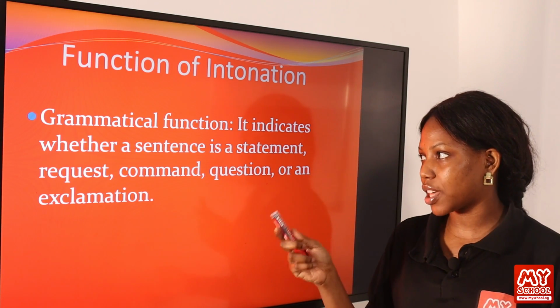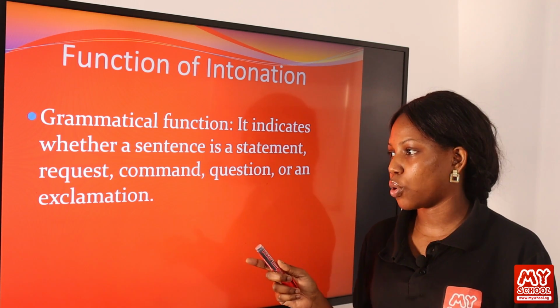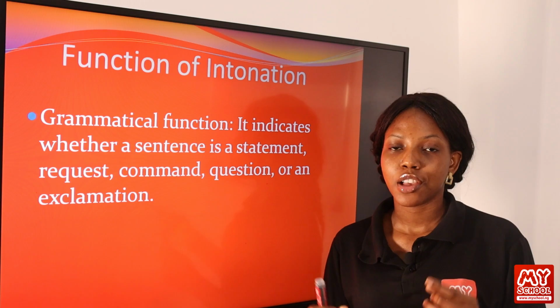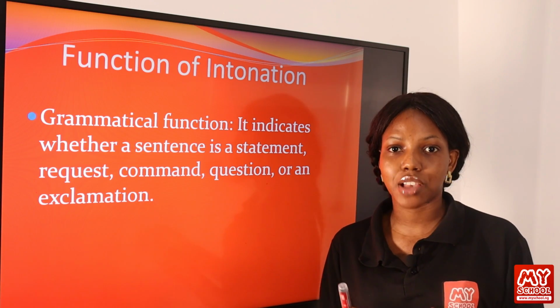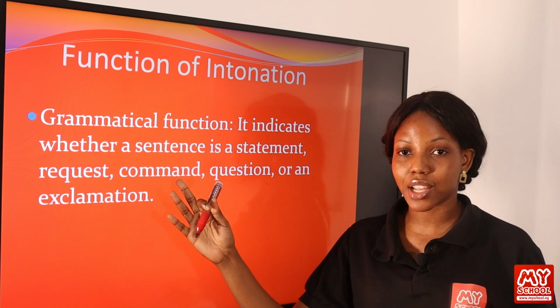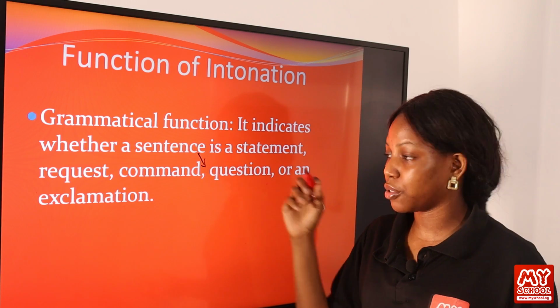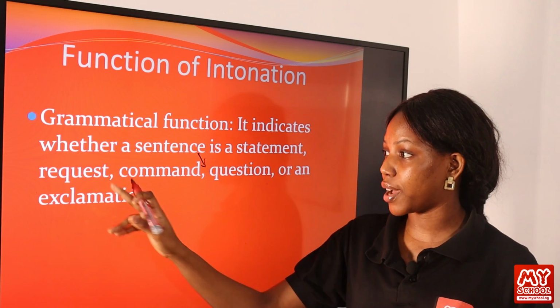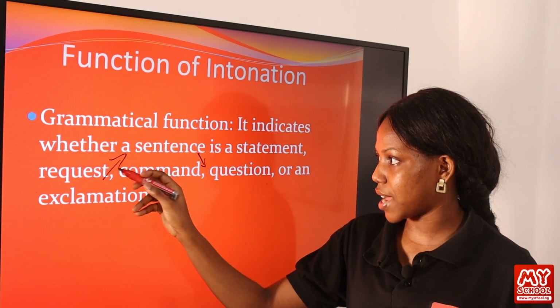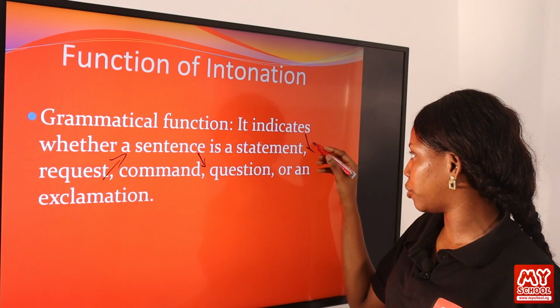So it indicates whether a sentence is a statement, a request, a command, a question, or an exclamation. And like I said, certain patterns are associated with certain sentence types. For example, the imperative sentence, which is a command, is associated with the falling tone. For request, it is the rising tone. The rising tone pattern is associated with the request. For statement, it is definitely the falling tone.